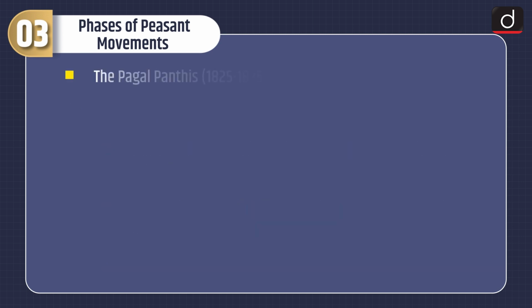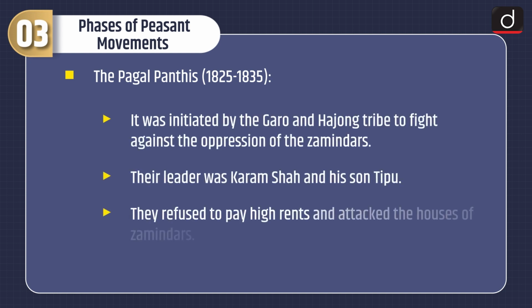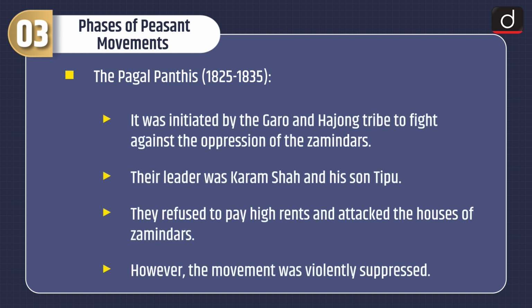Next is the Pagalpanthis, 1825 to 1835. It was initiated by the Garo and Hajong tribes to fight against the oppression of the zamindars. Their leader was Karam Shah and his son Tipu. They refused to pay high rents and attacked the houses of zamindars. However, the movement was violently suppressed.